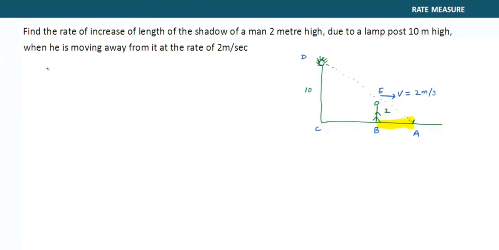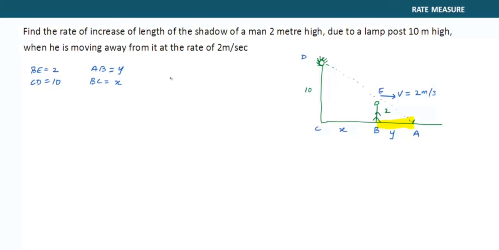So now what is given? Converting this analytical problem into mathematics: the height of the man will be 2 meters, CD, that is the length of the post, will be 10. Let's say this be y distance, and this be x distance. So I have assumed that AB is of length y units and BC is of length x units, right? What you want to find is the rate of increase of the length of the shadow. Yes, you are thinking on the right track. So actually it is asking you the speed of the shadow.